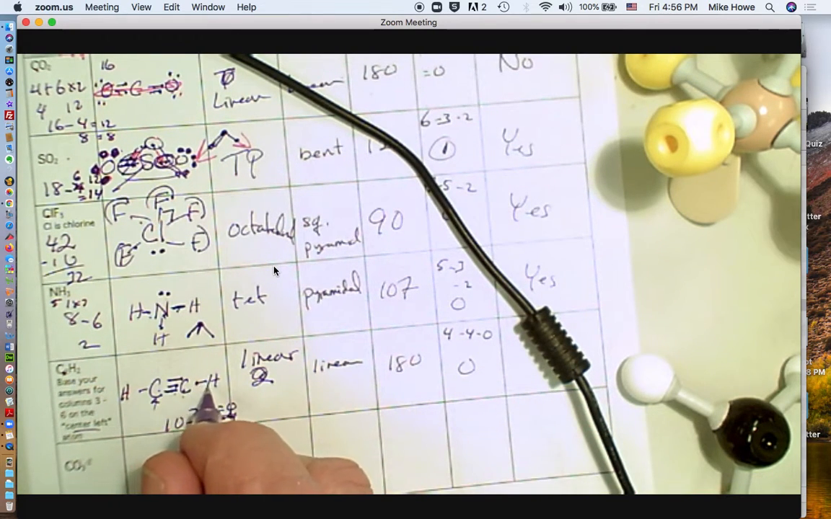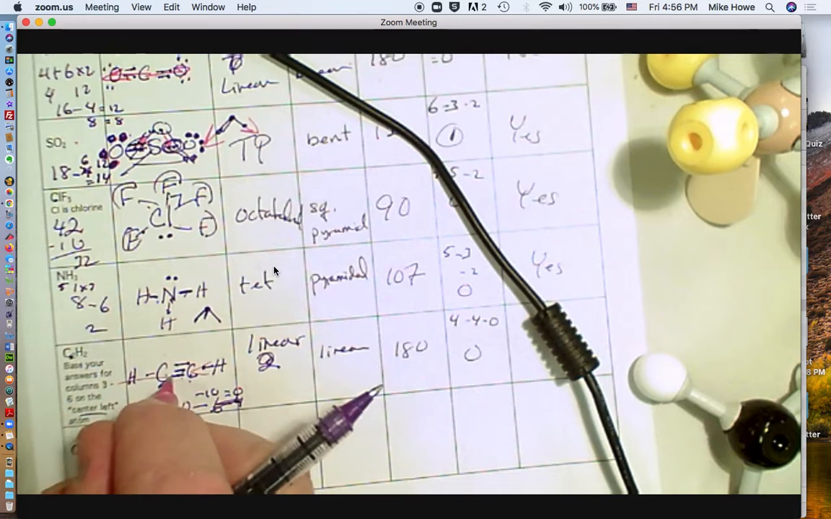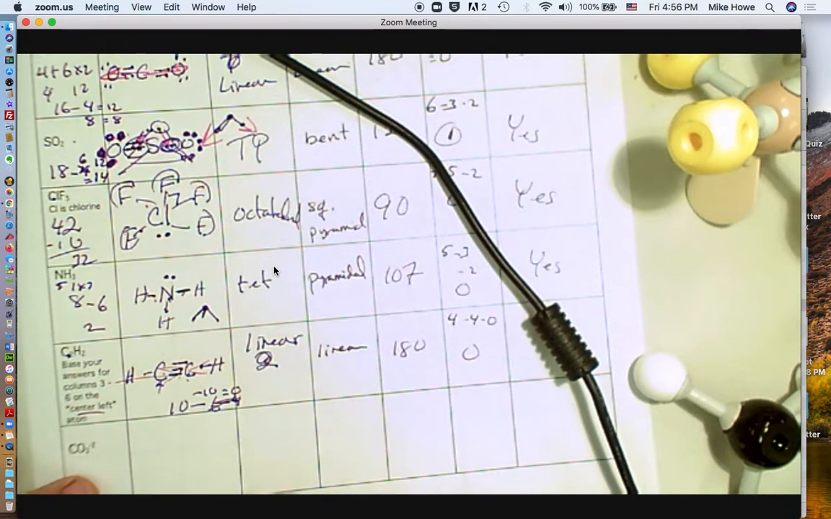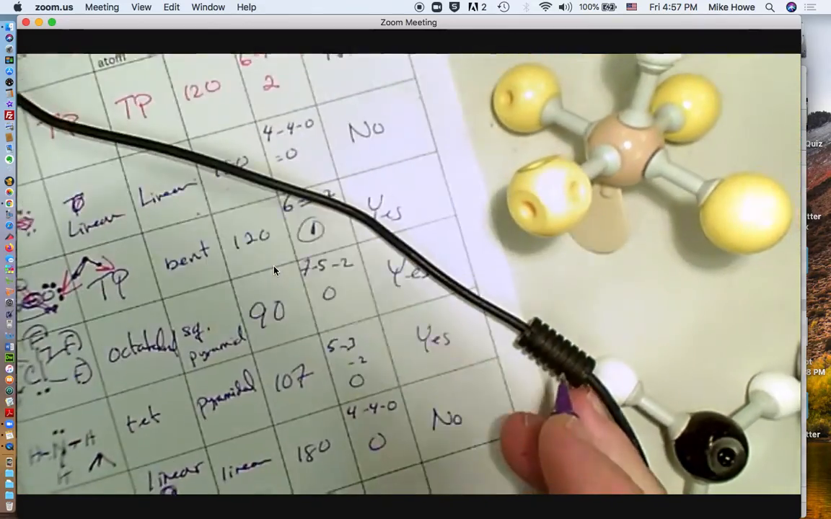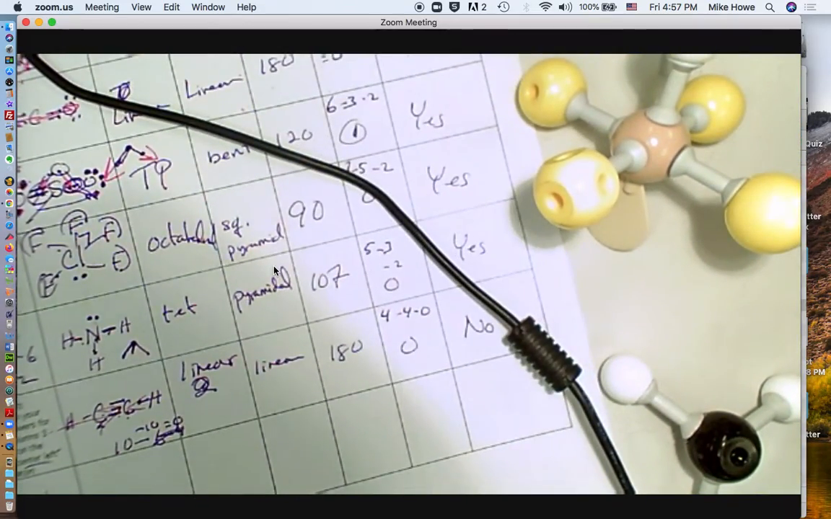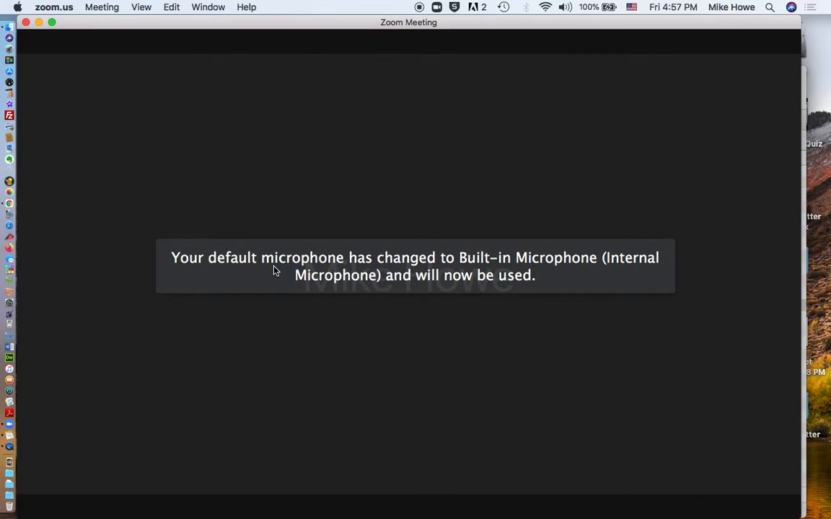And this molecule is a straight molecule. So the electrons are going to be pulled in toward the carbon that way and that way. So they're going to cancel each other out. So that molecule will be non-polar. So that's a no on that. All right. The last one.